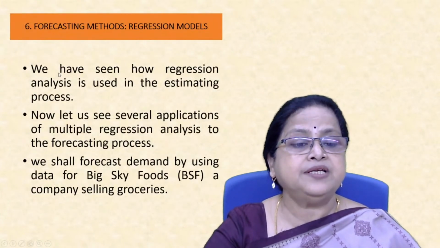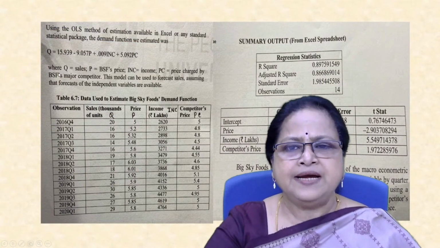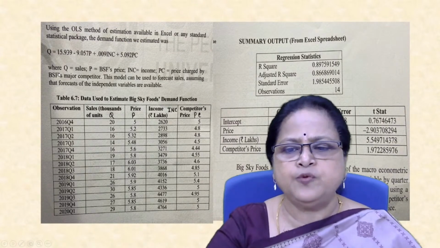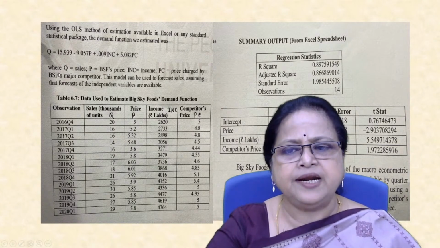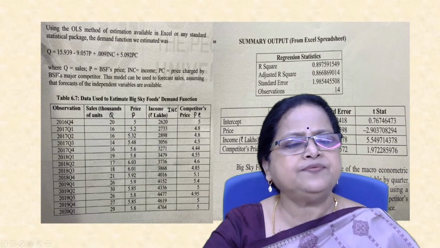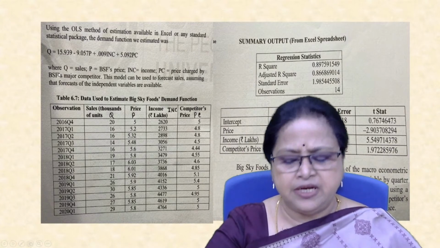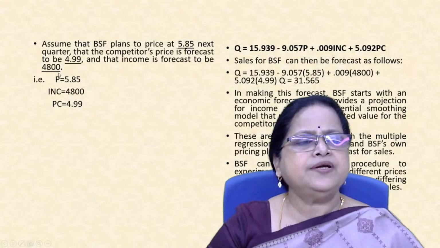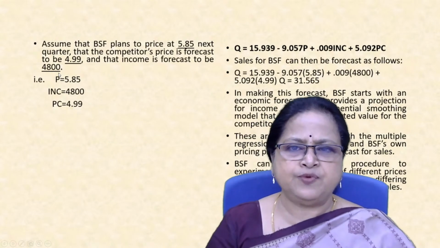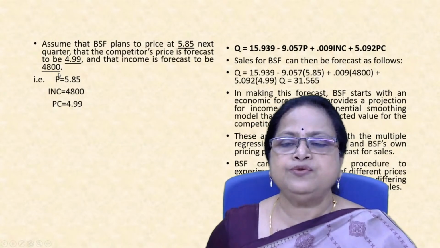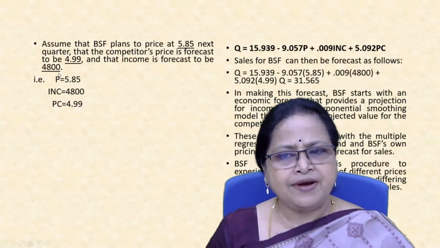Now for the forecasting method, here we have to use regression models, and this is from the book. I have taken Big Sky Foods, and from the Excel you can find out the regression data. Here Q is a function of P, that is own price, then income, then price of other commodities. Now here, assuming that BSF plans to price at 5.85 next quarter, then that is the regression data, Q is equal to 15.939 minus 9.057. You can find it out.